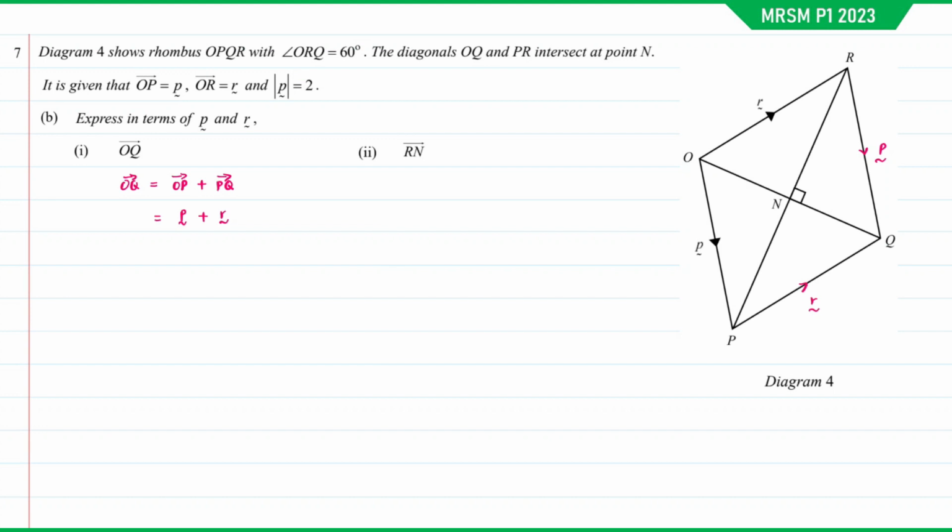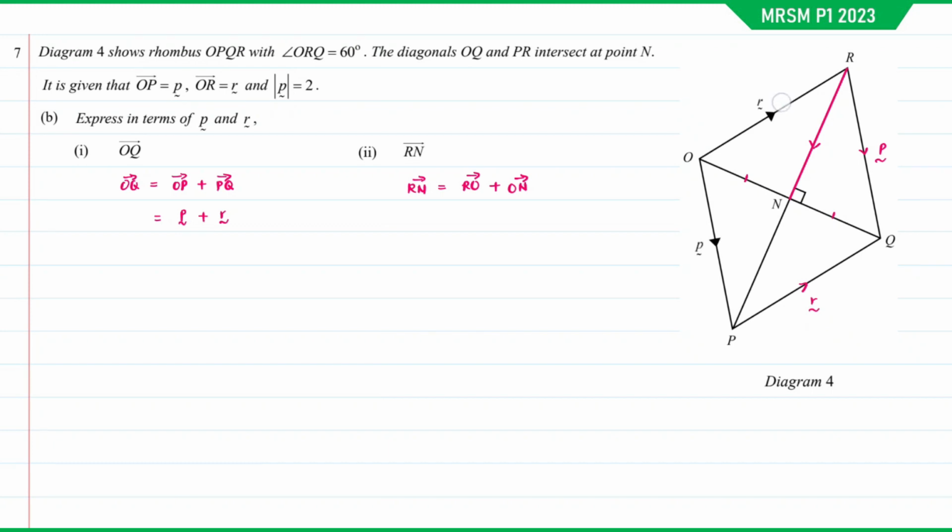Number 2, vector RN. So this will be vector RN. So using triangle law, we can find vector RN using vector RO plus ON. So the point N here is the midpoint of the diagonal OQ.